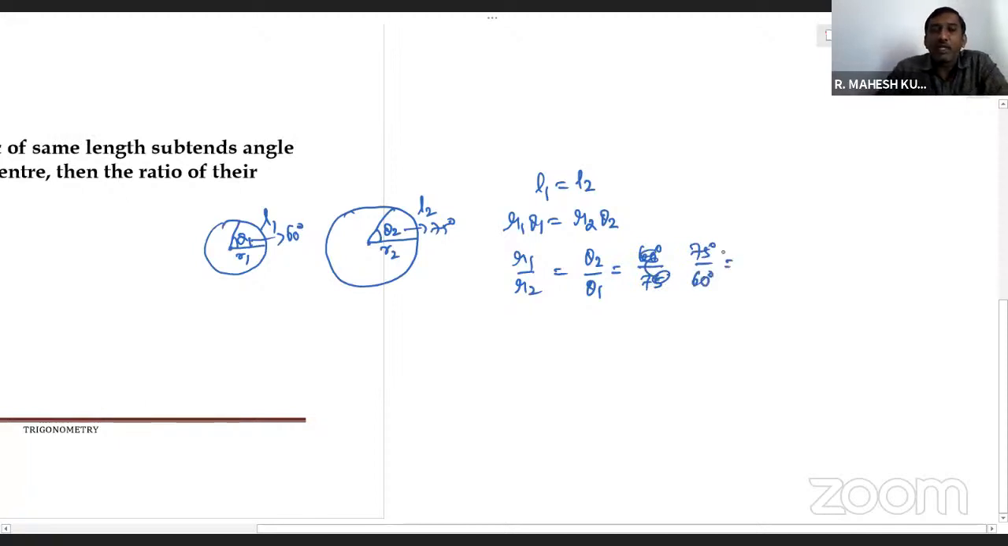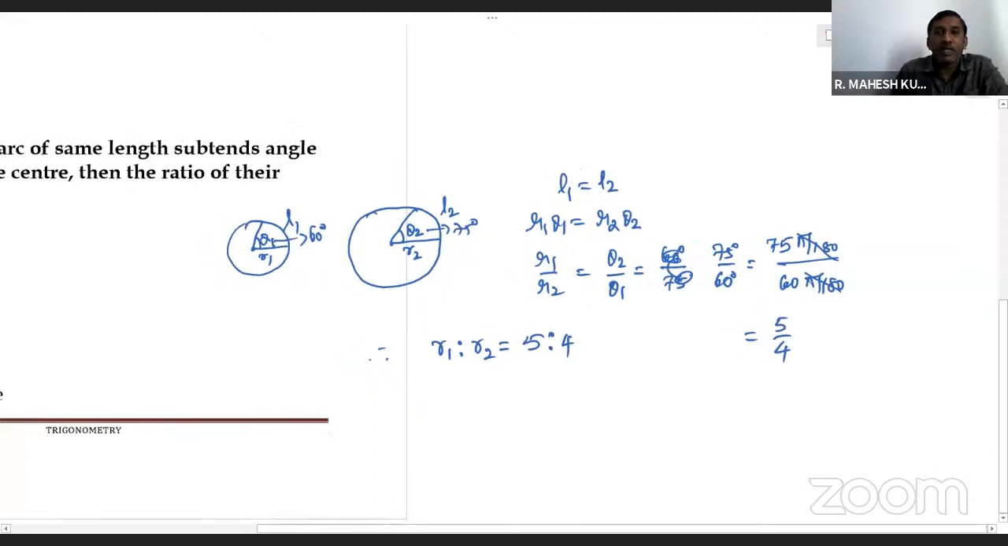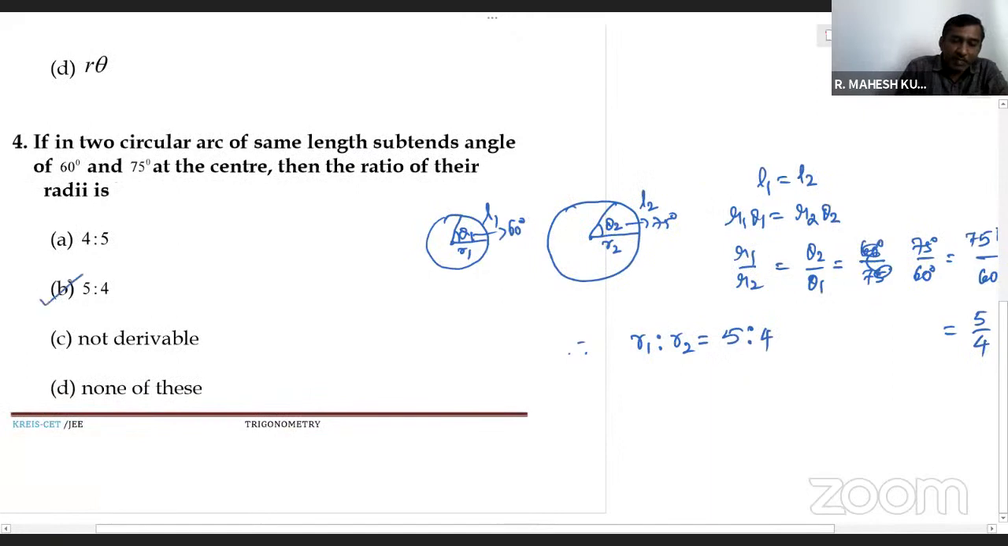Remember, this formula is applicable only when the angle is measured in radian, not in degrees. Understood? So converting 75 degrees into radian gives 75 pi divided by 180. This is 60 pi divided by 180. So pi by 180 and pi by 180 cancel. 15 fives and 15 fours. Therefore, the ratio of the radii R1 is to R2 becomes 5 is to 4. This is going to be the correct answer. Option B is the correct answer for this question.